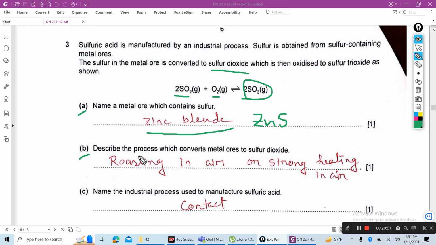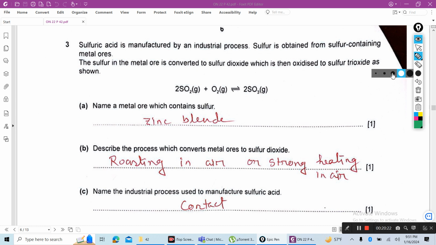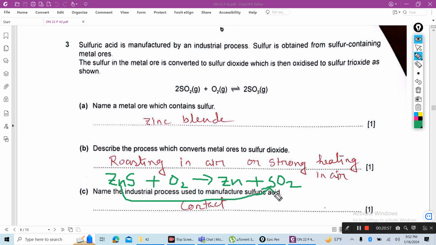B. Describe the process which converts metal ores to sulfur dioxide. Metal ore is converted to sulfur dioxide by roasting in air. Roasting in air means strong heating in air. How? Zinc blende means zinc sulfide reacts with oxygen to produce zinc oxide and sulfur dioxide. Describe the process which converts metal ores to sulfur dioxide: roasting in air. I mean strong heating with air.